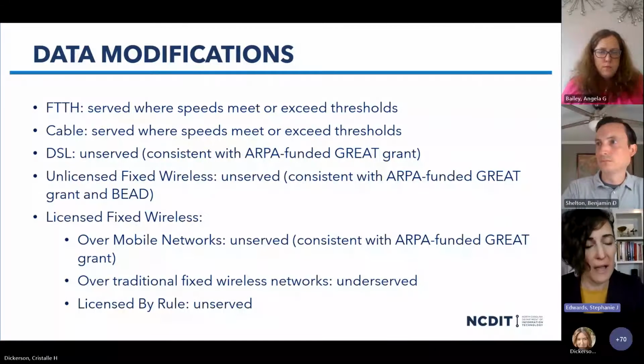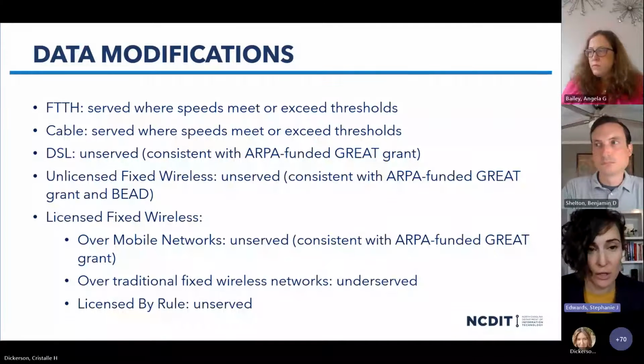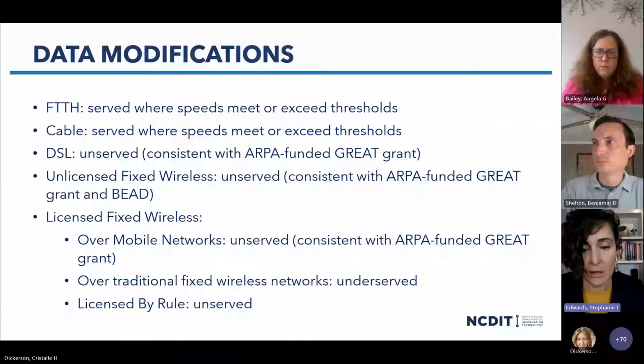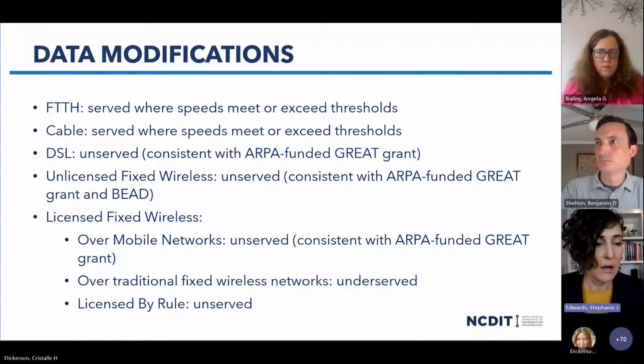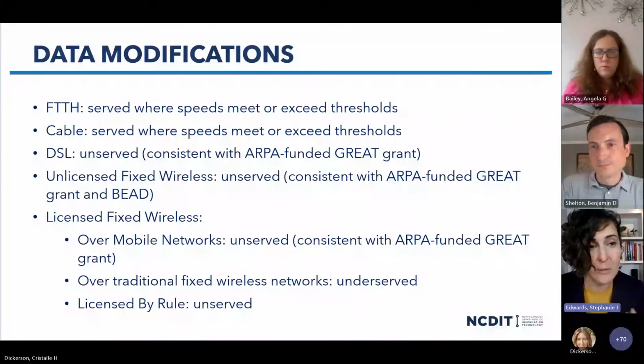And so you'll see a lot of consistency here with eligibility and how the data is handled from the GREAT grant program over to this round under the same funder. U.S. Treasury is funding both. So fiber to the location, locations that only have fiber to the home or other location, is going to be handled as served where the speeds meet or exceed those speed and performance thresholds of low latency and 100 megabits per second down, 20 megabits per second up. And under ARPA, as you know, there's an emphasis on scalability up to 100 megabits per second symmetrical.